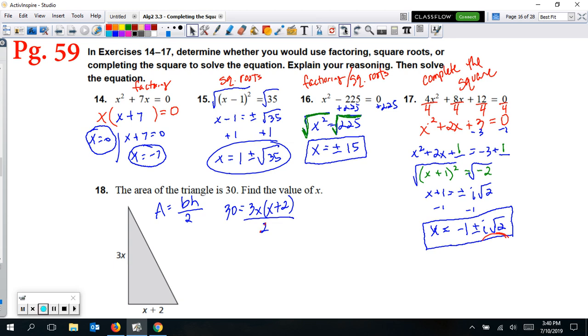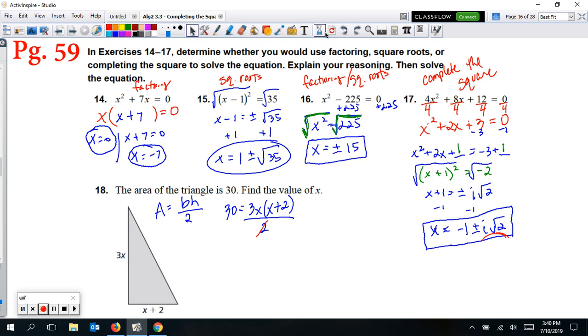So now at this point, we would want to distribute this 3x into here, and also we want to get rid of this 2. We want to multiply both sides by 2, so it's going to cancel the 2 out, and it's going to multiply 30 by 2. So if we do that first, we think about multiplying by 2, 30 times 2 is 60, so that's going to make it 60 now on this side.